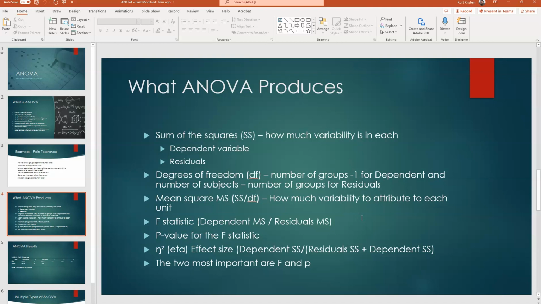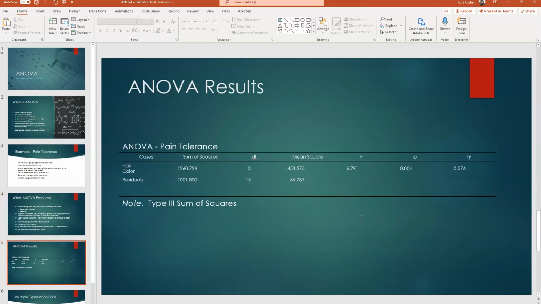But like I said, the two most important are the F and the P. If you see an F statistic that is on the order of 4 or 5 or 6 or some number higher than 1, then you're looking at some real tracked variability from group to group. And your p-value applies only to the F, and it tells you what level of confidence you can have in your F statistic.